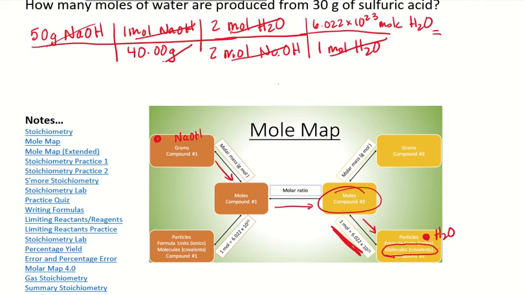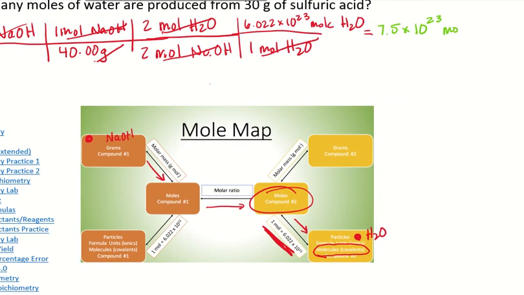How do you type it in? 50, my bad, 50 divided by 40 times 2 divided by 2, or just skip it because they cancel out, times 6.022 EE 23, enter. What do you get? 7.5 times 10 to the what? 23rd molecules of H2O.